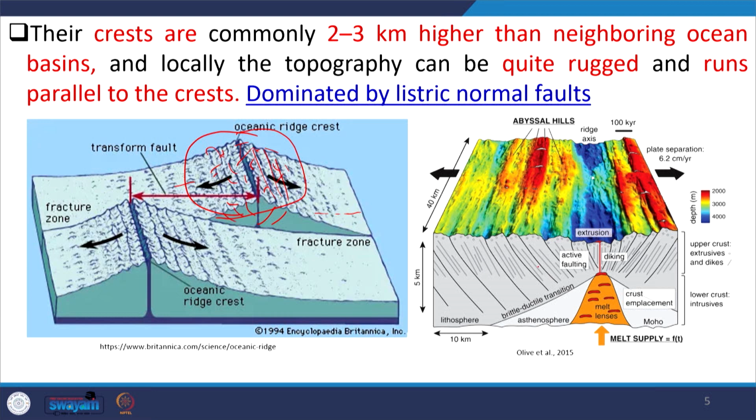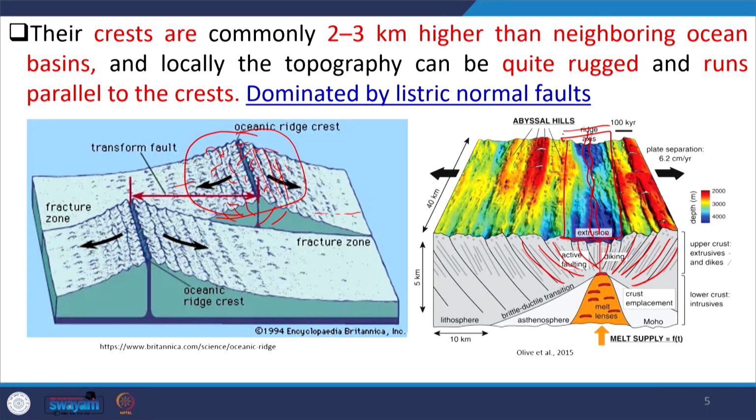If you see this image, these are the ridge crest, and this is the central graben here, and this magmatic eruption is occurring in this zone, and finally you see these fault planes, they are curved. So, this curved fault plane is called a listric fault. So, this mid-oceanic ridge system is representing listric normal faults, and they are accommodating this magmatic system from both sides, and it is representing a central graben.